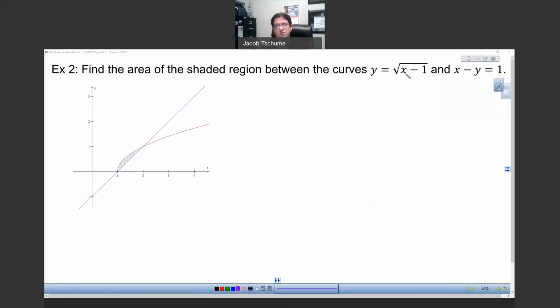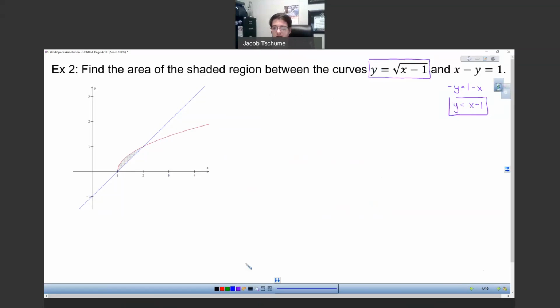If one of your terms is already written in a certain form, it's usually easier to just leave it in that form. So since this is already y equals a function of x, I'm actually going to take the x minus y equals 1, and let's rewrite this in terms of y equals a function. So I would move the x over to give me negative y equals 1 minus x. And then if I divide both sides by negative 1, you should be able to write this as y equals x minus 1. And these are the two functions that I'm going to use to do the area between curves.